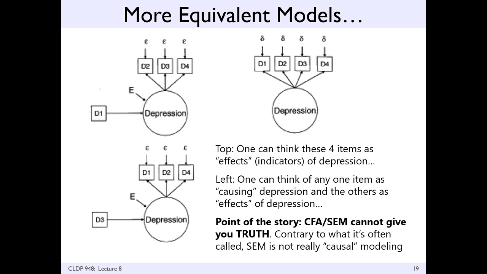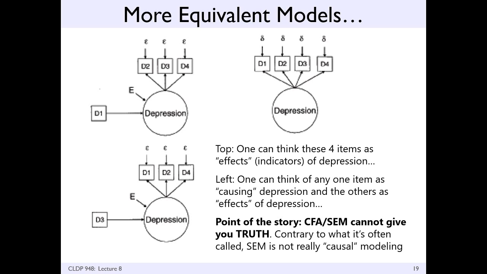Here's an example of this same phenomenon in the context of latent variable modeling. Let's say that we think of depression as causing 4 observed responses, 4 indicators. That's the picture on the top right. Someone else comes along and says, no, item 1 is what causes depression, and depression then causes your answers to those other 3 things. And then someone else comes along, no, item 3 causes depression. These are all the same. They all fit the same.